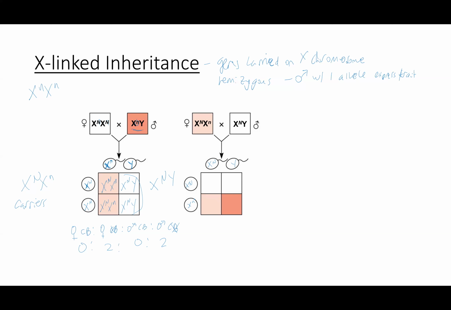How many of these kids are going to be colorblind? One. Male or female? Male, okay. Even though the mom is only a carrier, she could pass on the recessive gene to this kid. So it's possible to have one colorblind child. How many of them are carriers?